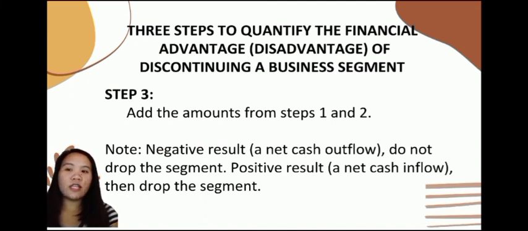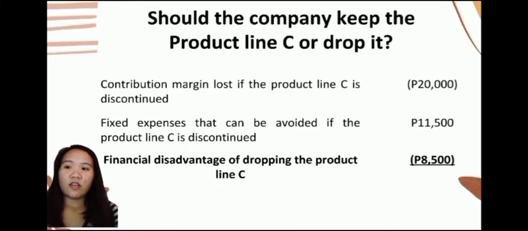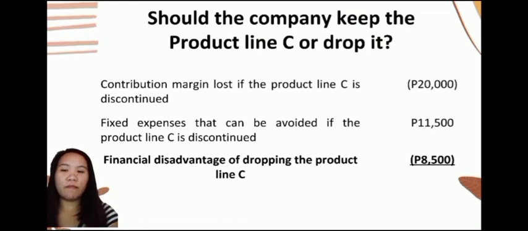If the result is negative, which denotes a net cash outflow, do not drop the segment. But if the result is positive, it denotes a net cash inflow, then drop the segment. The question here is, should the company keep the product line C or drop it?